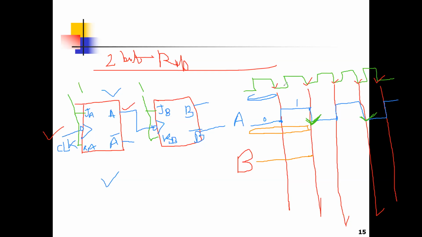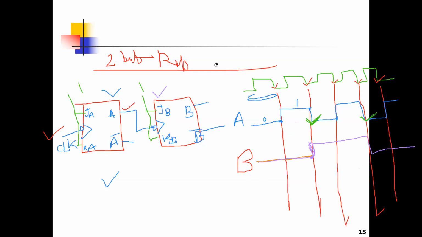If I am getting 0 till here, then it is the time to change the result. So now check. JB and KB are connected to 1. Yes. So it is the complement of the previous. The previous was 0, so it is 1. Then 0. Got it? Yes.